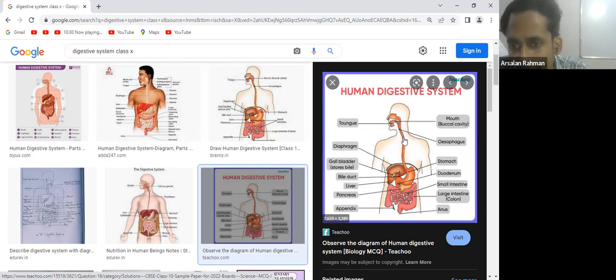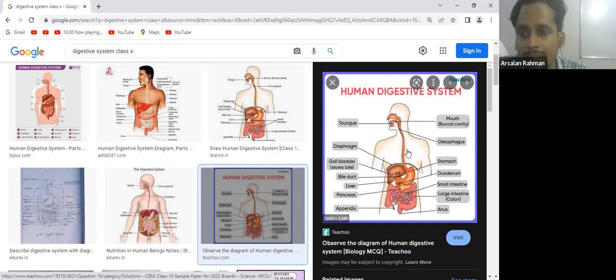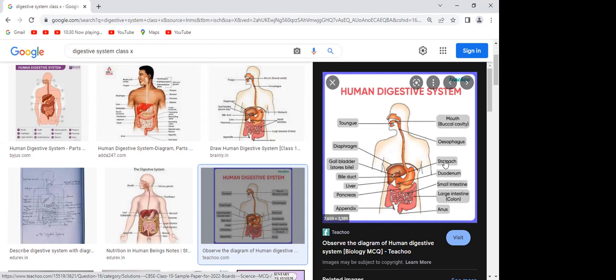Can you see this pipe? This is called the esophagus. Then food will enter into this J-shaped structure. Can you see this J-shaped structure? This yellow color J-shaped structure is called the stomach.